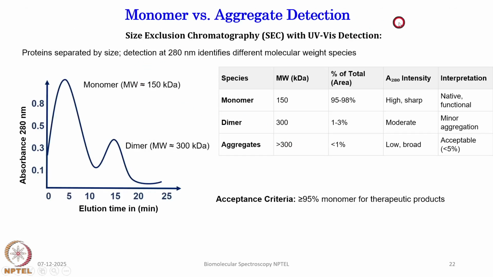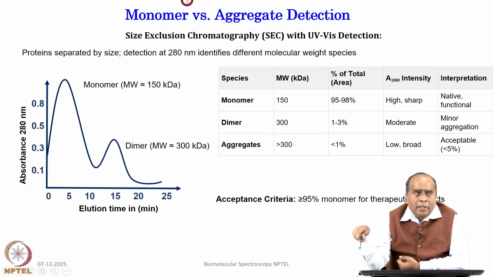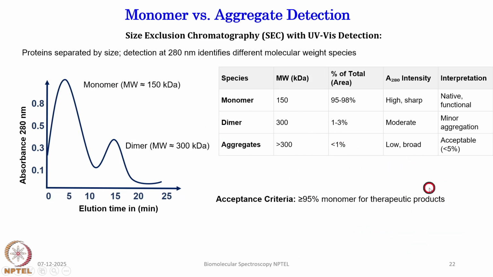So, monomer versus dimer detection, as I was mentioning, you have to combine your UV visible with size exclusion chromatography, and in size exclusion also, what we are doing is detecting using UV visible. So, there is a column through which samples are purified and you detect using UV visible. Here you get a profile like this, an elution profile, monomer and dimer, right. So, you can look at the area under the curve and quantify how much percentage is monomer, how much percentage is dimer, and if there is another species, even bigger aggregates, you can find it out. The acceptance criterion is more than 95% monomer in the product.